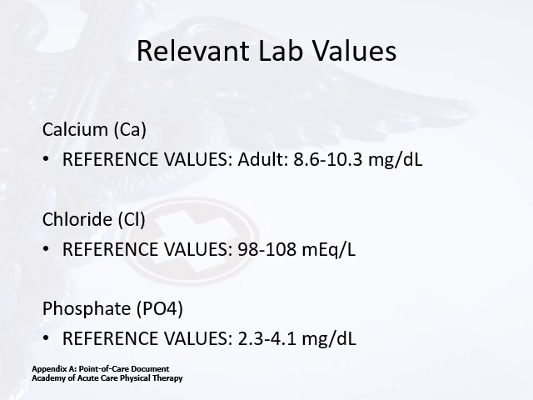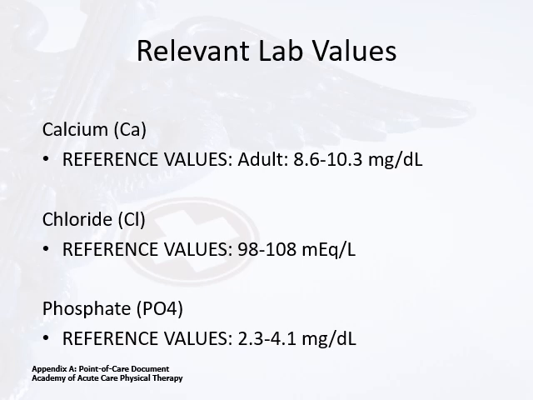These three lab values, calcium, chloride and phosphate, are here for your reference. Typically, significantly lowered or elevated calcium levels may cause the patient to have muscular weakness. If that's the case and the lab values are extremely high, you may want to consult with the physician to see if there's any reason to defer your therapy at that time.